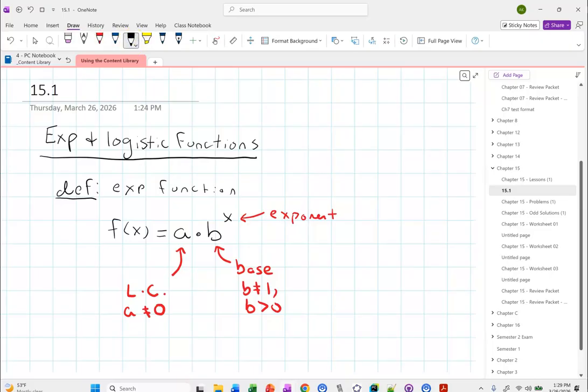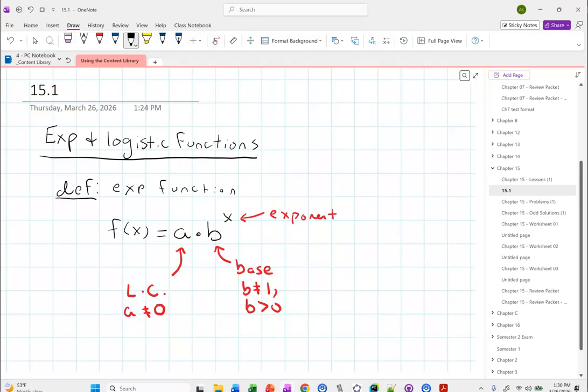So an exponential function is just something that can be written in the form a times b to the x. We call a the coefficient, the leading coefficient, and a can have any value except for 0. We call b the base of the exponential. b can have any value except that b must be positive and not equal to 1. And then x is the exponent, and that can take on any value. Does everybody feel okay here?